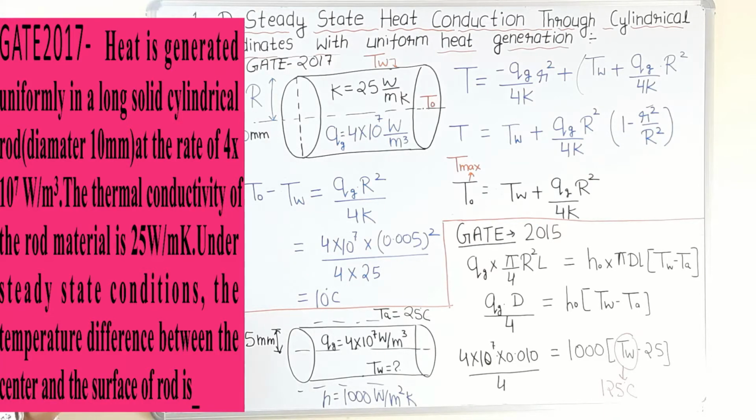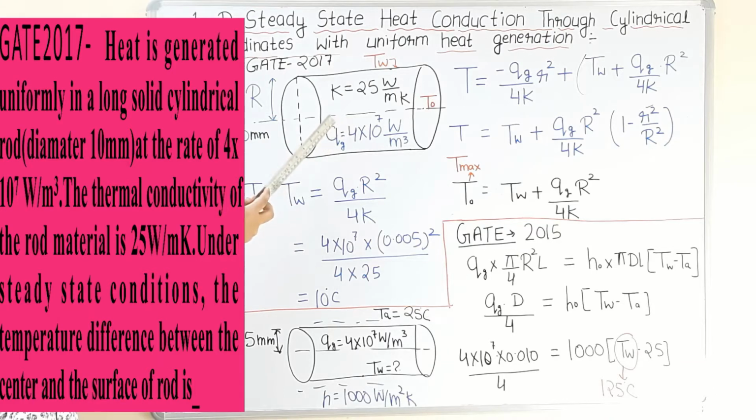According to the problem, heat is generated uniformly in a long solid cylindrical rod of diameter 10 mm at the rate of 4 into 10 to the power 7 watts per meter cube. The thermal conductivity of the rod material is 25 watts per meter Kelvin. Under steady state condition, the temperature difference between the center and the surface of the rod is? So we need to determine the temperature difference between the center of the rod and the surface of the rod.